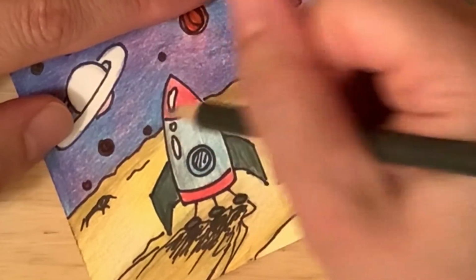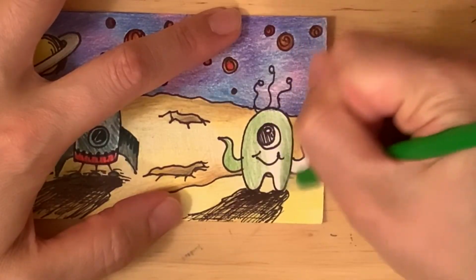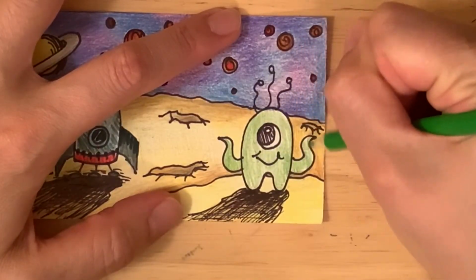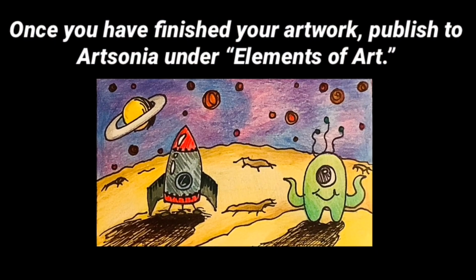Once you have completed your artwork, please publish a photo to Artsonia under the Elements of Art project. Then, mark the assignment as turned in within Google Classroom.